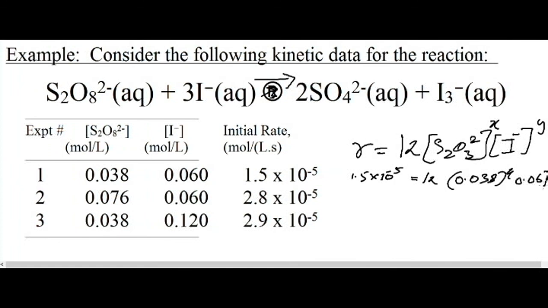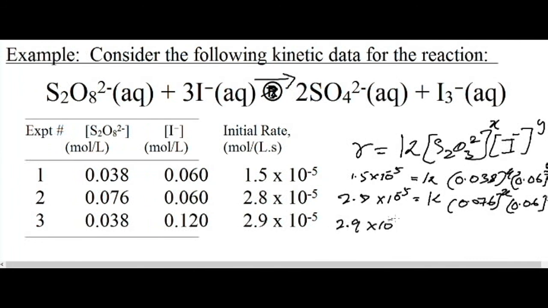X, and I minus 0.06 into Y, and for the second one, 2.8 into 10 to the power minus 5, and K times thiosulfate concentration 0.076 into X and 0.06 into Y, and the third one, 2.9 into 10 to the power minus 5 equals K times 0.038 times X and 0.12 times Y.